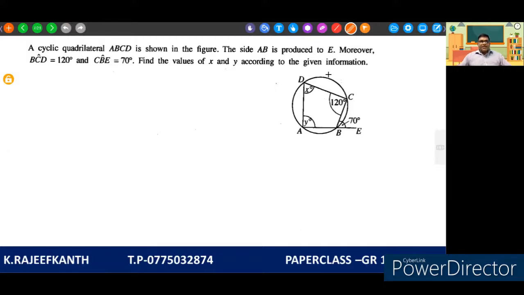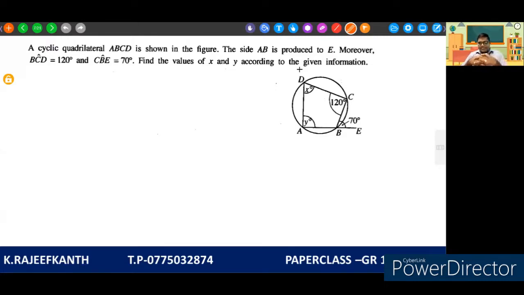A cyclic quadrilateral ABCD is shown in the figure. The side AB is produced to E. Moreover, angle BCD equals 120 degrees and angle CBE equals 70 degrees. Find the values of X and Y according to the given information. Right? Here the first data is ABCD is a cyclic quadrilateral.